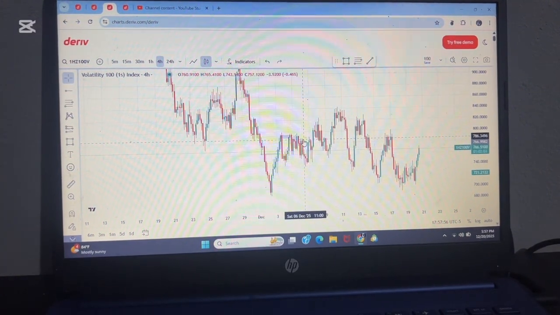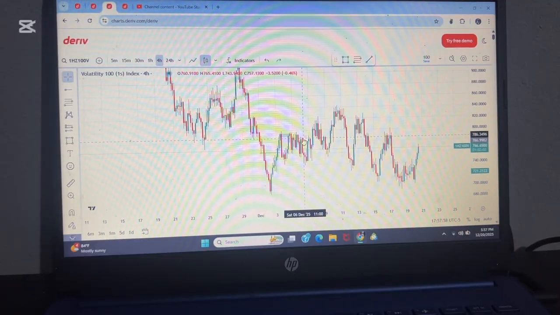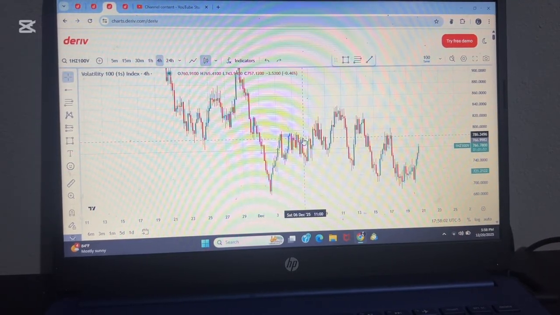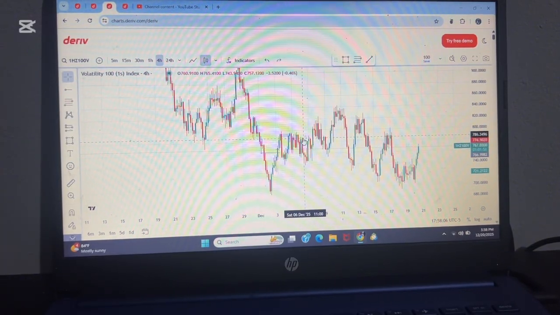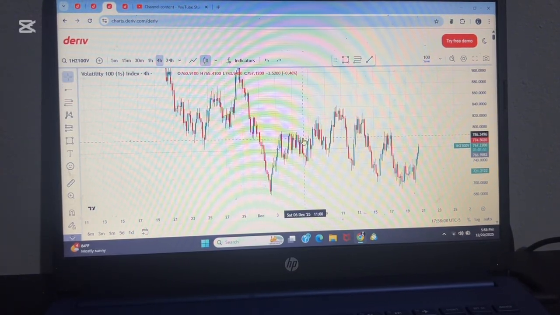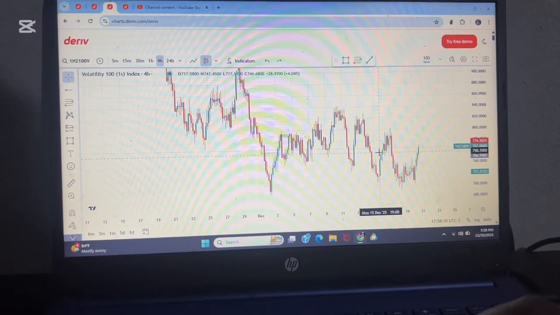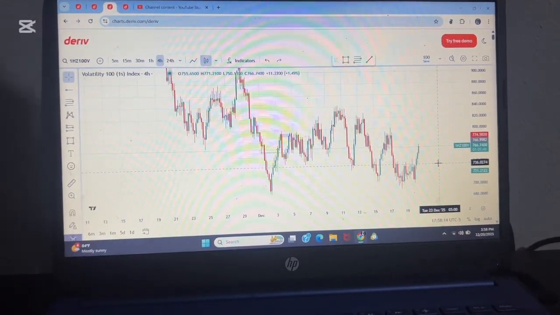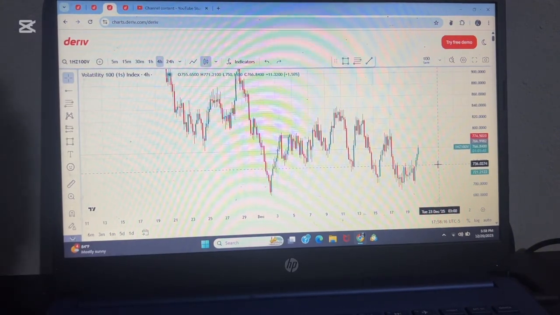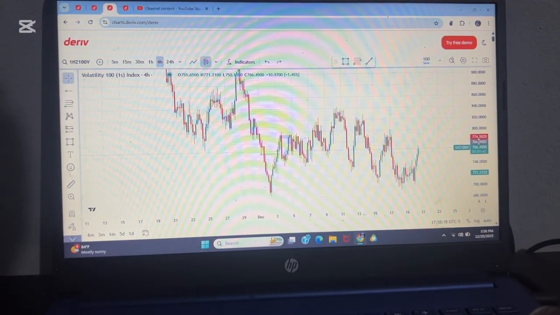So basically what I'm going to do is a run through of how I personally trade supply and demand. Today we're on the 100S, as you can see right there, on the 4-hour time frame. Based off of what we are seeing, we are going to identify the trend.